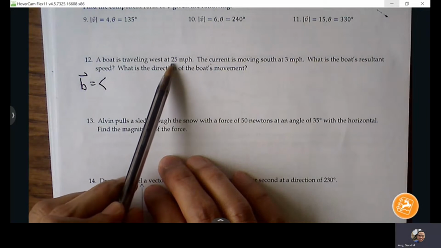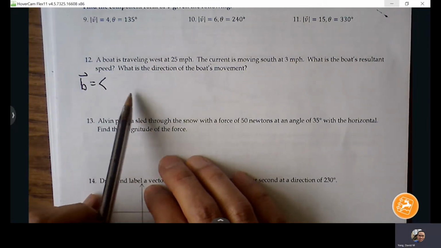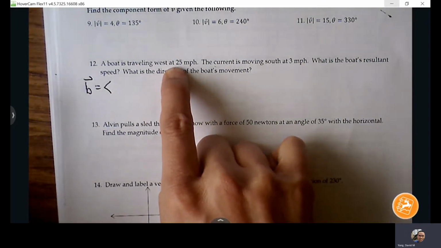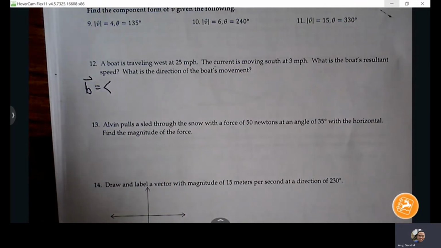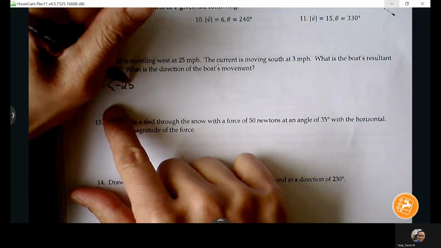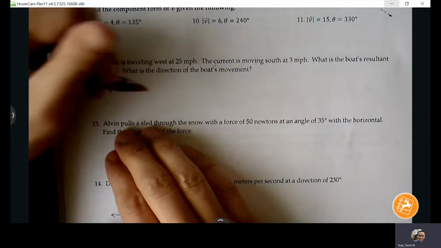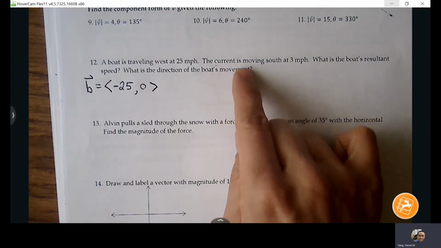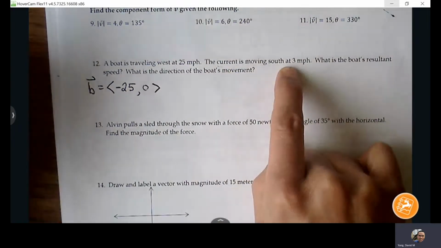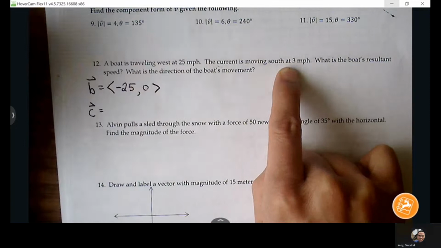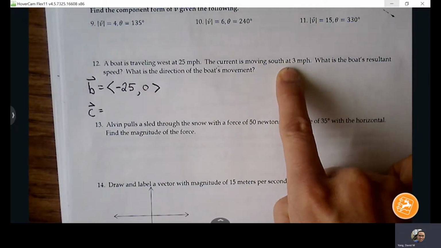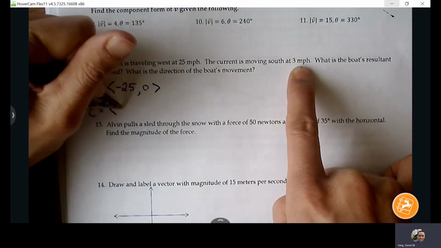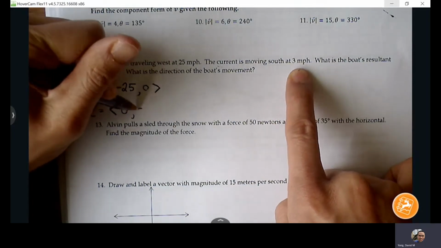So how can we get that 25 miles per hour traveling west into component form, horizontal and vertical component? Good. West is left, right? West is left. That's negative 25. That's horizontal movement. If you're traveling west, there's no vertical component, so it's just going to be 0. Okay. Current is moving south at 3 miles per hour. Let's create a vector C out of that. What's the component form for the current? Good. It's not left or right. No movement there. All this is south. So south is negative 3.